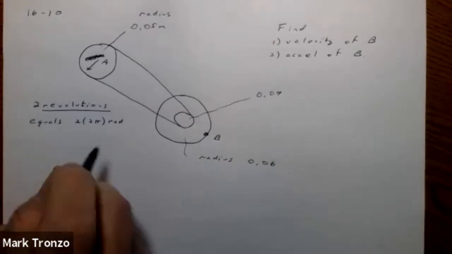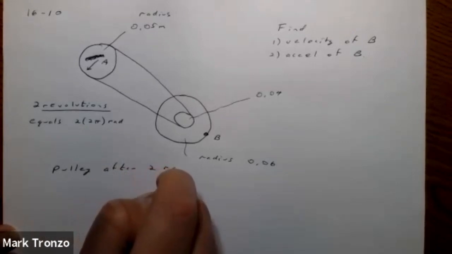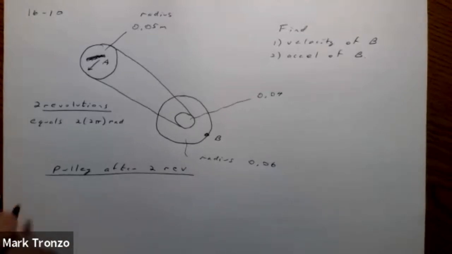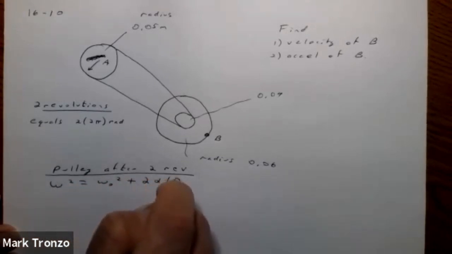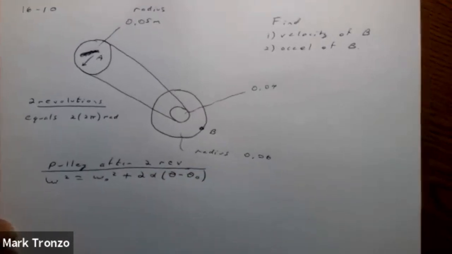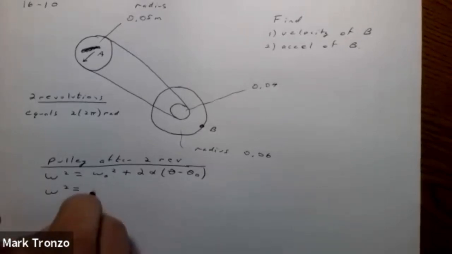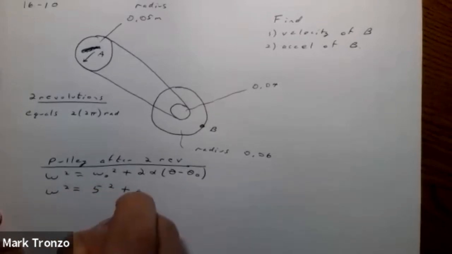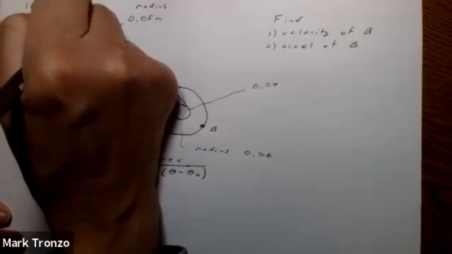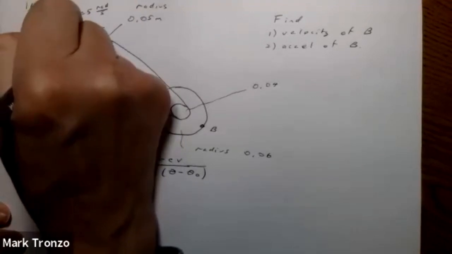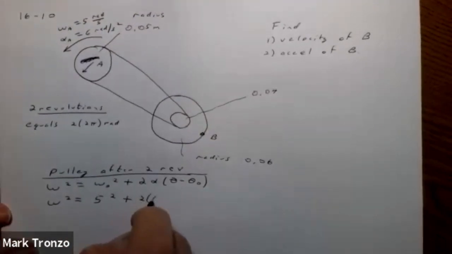So pulley A. We know more about pulley A, so we'll start with it. Pulley A after 2 revolutions, which is going to be 4 pi radians. So we have omega squared equals omega naught squared plus 2 alpha times theta minus theta naught. Now initially pulley A is moving at 5 radians per second, and alpha A is 6 radians per second squared. I should write these up here. So we can just substitute those values into our equation.